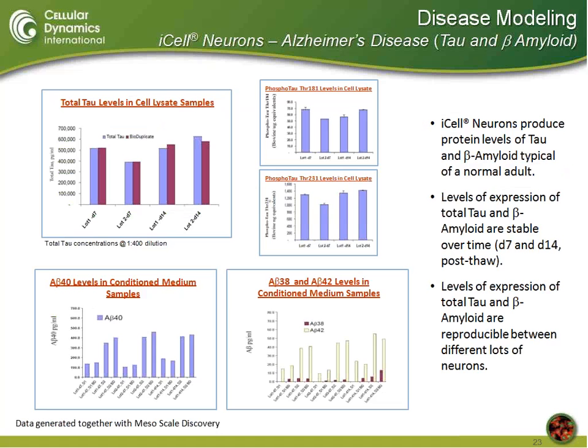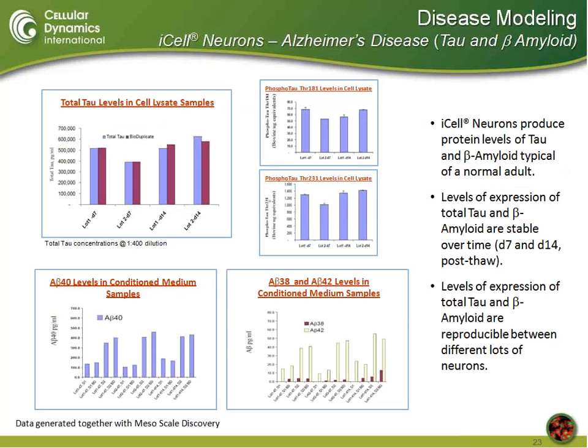We've also determined the levels of the tau protein and A beta proteins in our cells through collaboration with Meso Scale Discovery. And what we essentially are able to see is that our cells do produce normal levels of both tau and beta amyloid proteins that are typical of a normal adult. In these experiments, with tau as a lysate assay, we've compared multiple lots on multiple days. Also with the beta amyloid protein, this is a conditioned medium assay. We've compared multiple lots as well as multiple densities across multiple days.